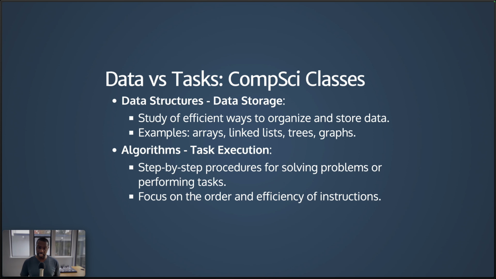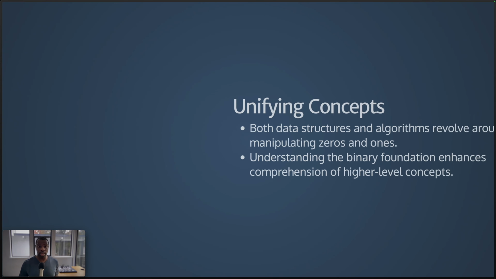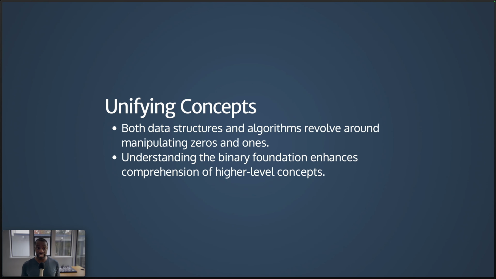So you see this idea: data structures with data storage, zeros and ones still; algorithms with task execution, still zeros and ones as well. But again, the unifying concept is that both data structures and algorithms revolve around manipulating zeros and ones, and understanding that you have this common unit, this common understanding, enhances the comprehension of higher level concepts.